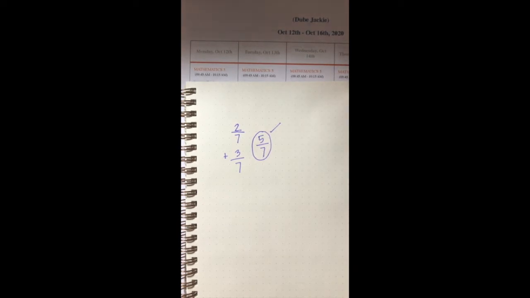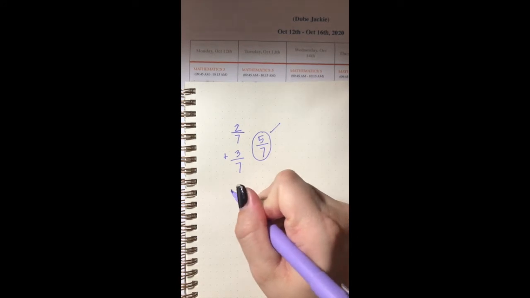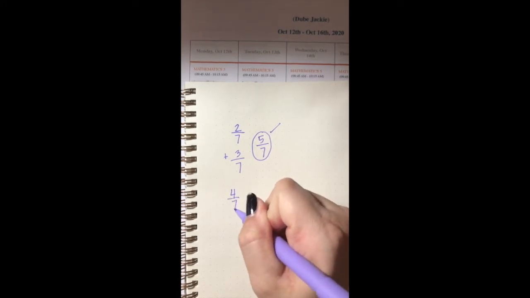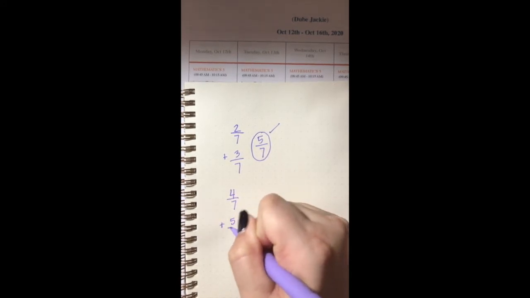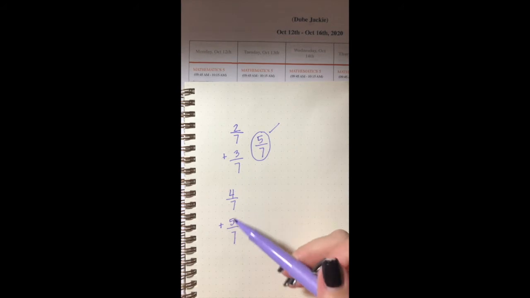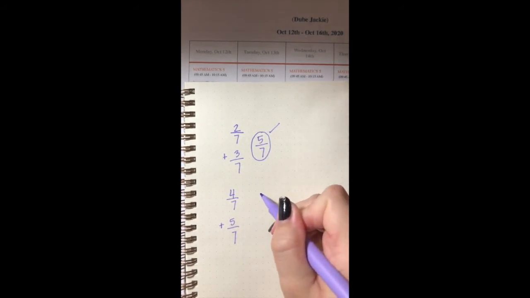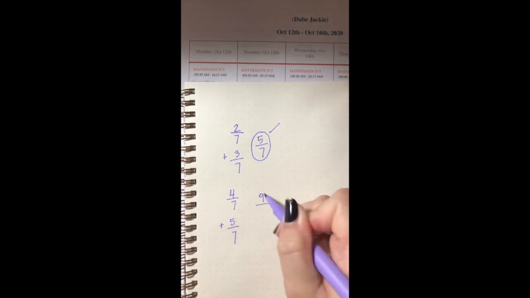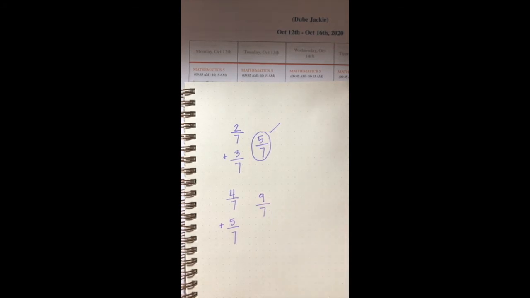Now let's do one that's a tad more challenging. So we're going to do 4 over 7 plus 5 over 7. So here we have the same denominator for now, and we're adding the top. So we have 4 plus 5 is 9. And the denominator is 7. Now here we do have an improper fraction. So we need to remember, how do we make an improper fraction into a mixed number?